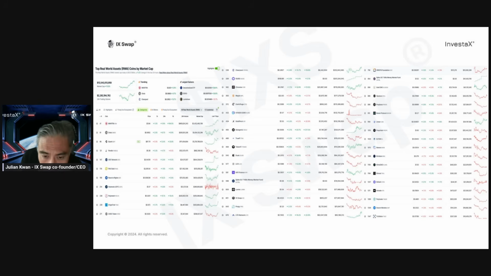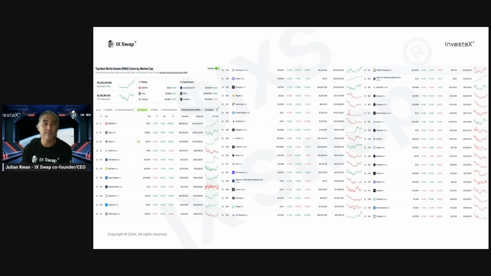It's even hard for me to see here. Propy, I met those guys a long time ago. And IXS, utility tokens. So the super majority here, maybe besides the gold one, are utility tokens. You can see why it's confusing people, because it says the top real-world asset coins. Yeah, so this is the world we're in. It's what people have to understand. There's a difference.